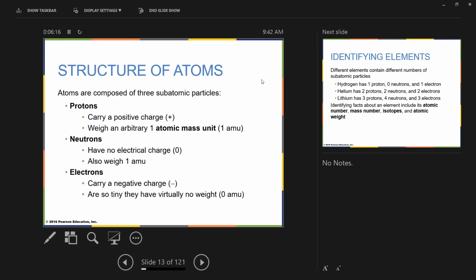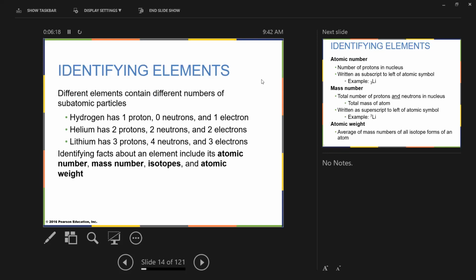Now, as I said, it's the mixture or the combination of these subatomic particles. That's what protons, neutrons, and electrons are. Subatomic particles.